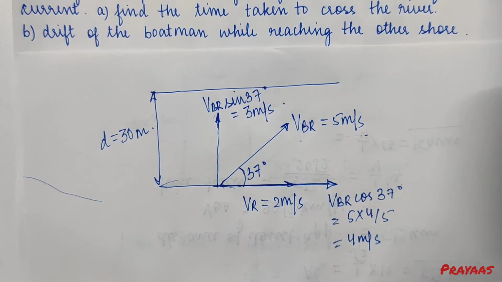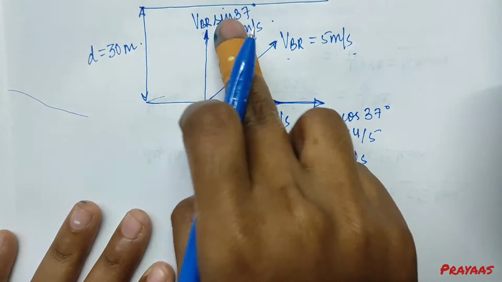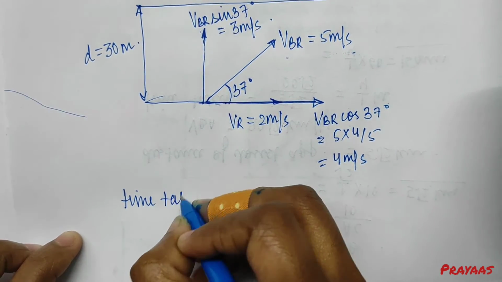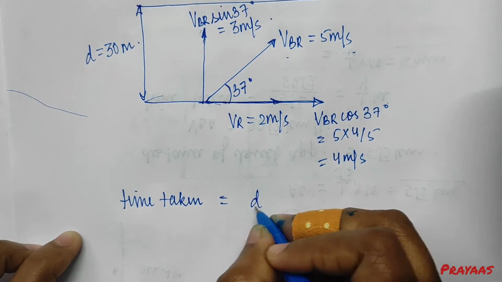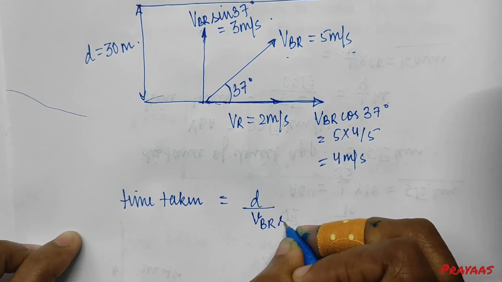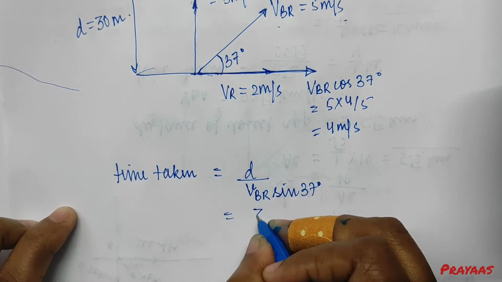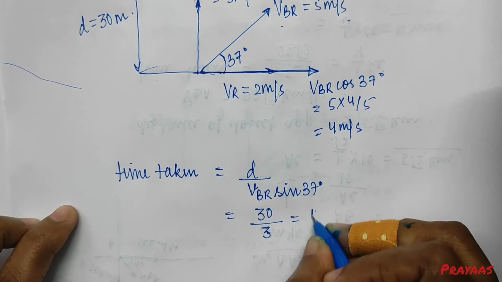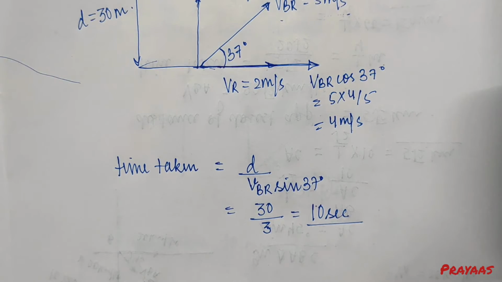So the velocity that will be needed for crossing the river will be this velocity only. So the time taken for crossing the river will simply be distance upon velocity, that is distance upon VBR sine of 37 degrees. D is 30 meter and VBR sine 37 degrees is 3. So this time taken will be 10 seconds by the boatman to cross the river.